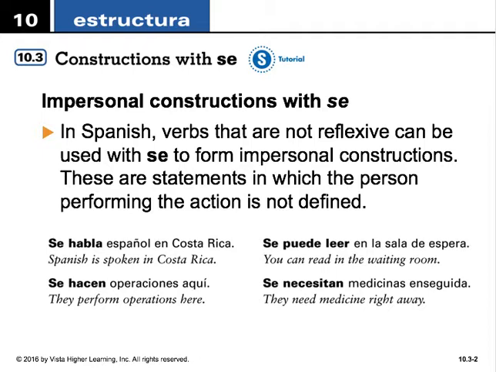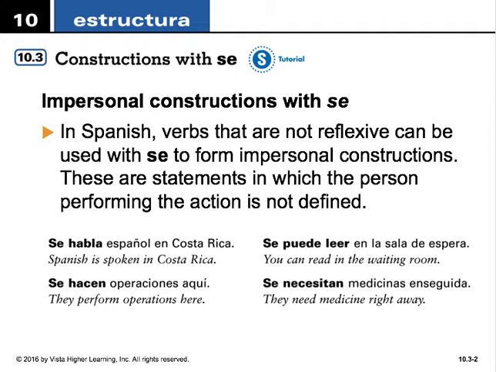So first we're going to look at impersonal constructions with se. In Spanish, verbs that are not reflexive can be used with se to form impersonal constructions. It essentially takes out the person from what you're saying, right? The agent, it's called, the agent in linguistics being the person who's doing the action, is removed. We do this all the time in English. For example, we say Spanish is spoken in Costa Rica. We're not really talking about who's doing the speaking. And for Spanish, they use the impersonal se.